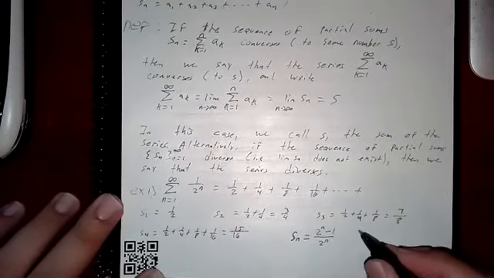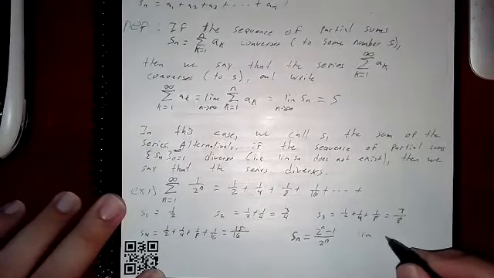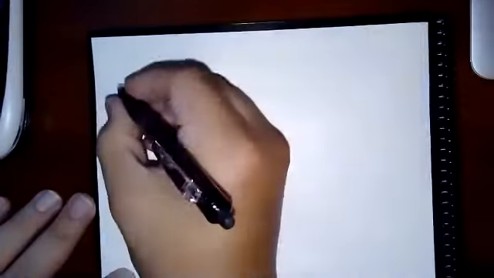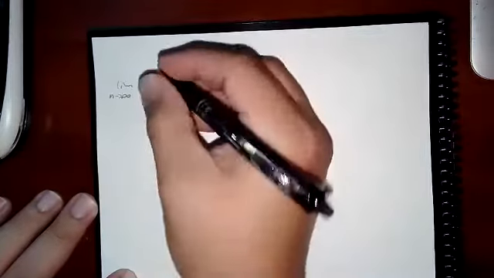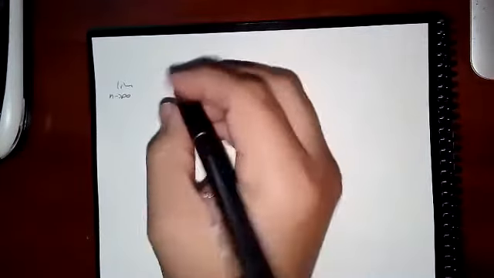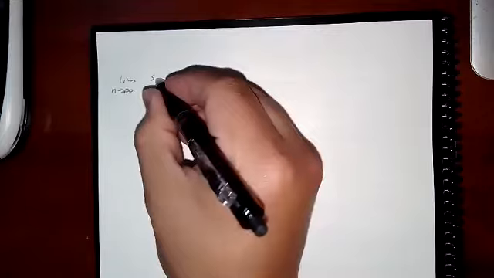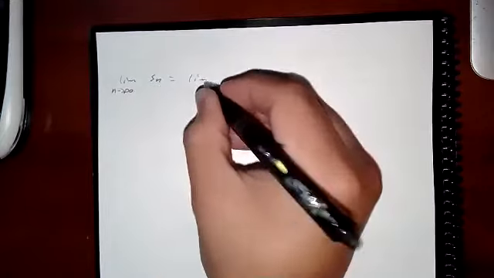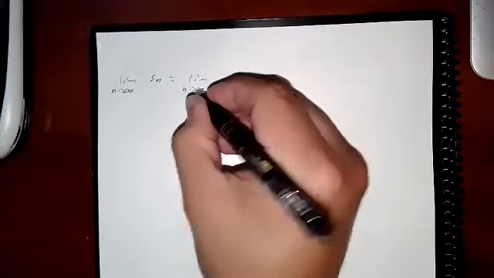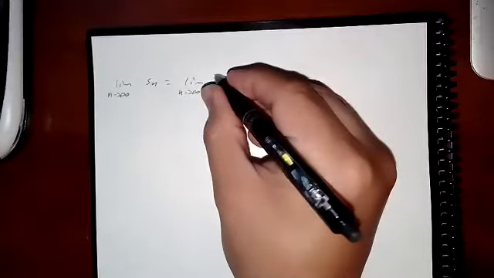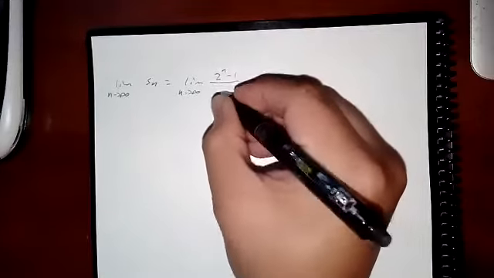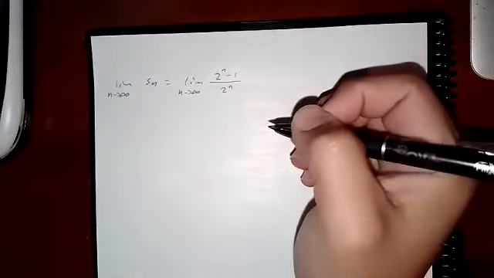So if we take the limit, I think I might be out of space. Let me start over here. If you take the limit as n goes to infinity of s sub n, which would be the limit of (2^n - 1) over 2^n, right?